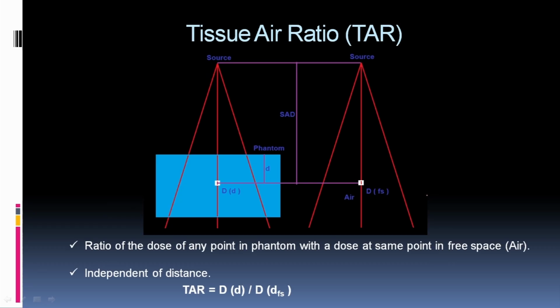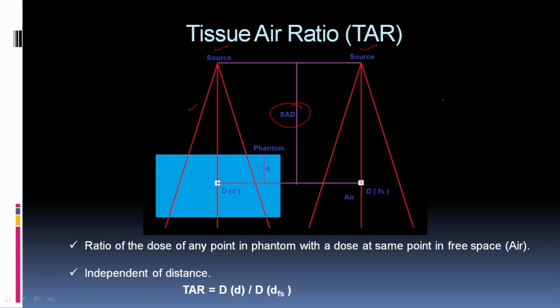Now the solution is tissue air ratio, or TAR. It is defined because of previous limitations. Here we have a similar setup where this is the source, the same source, with the same kind of beam divergence, meaning the field size is the same, and the same distance. The point of measurement distance is the same, and this is known as SAD.